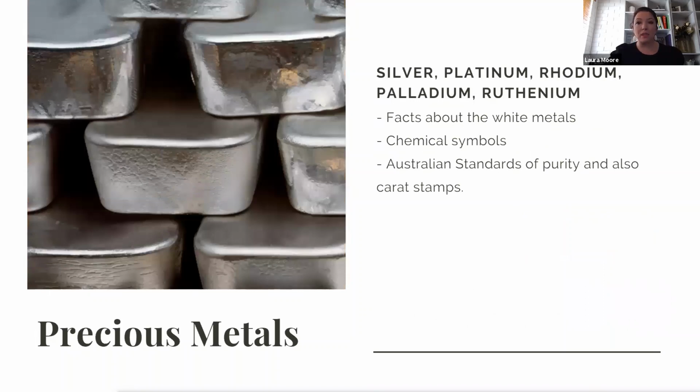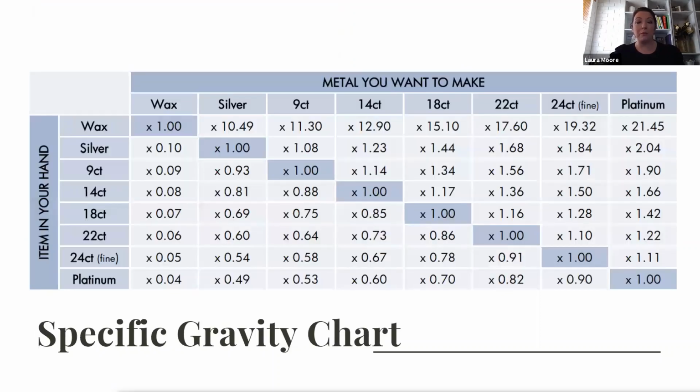The white metals are also covered in the guide with each of their own unique Australian standard stamps included. Each metal described in the guide has facts and information about the metal qualities and specifics of its white colour. When manufacturing using the described precious metals, the specific gravity chart will give you the conversions to gauge weight when certain carats are converted. This chart and examples of how to use it are inside the technical guide on page 6.